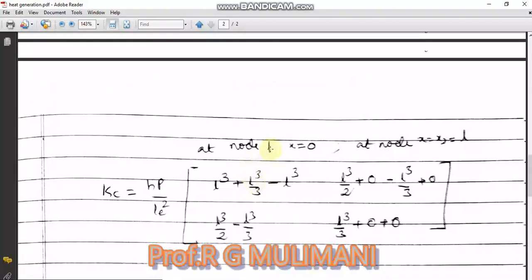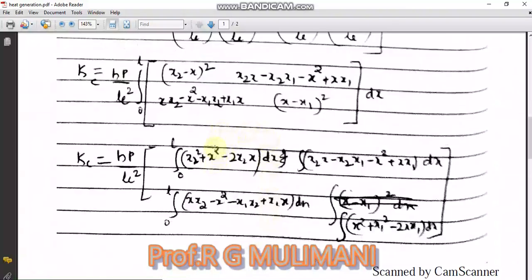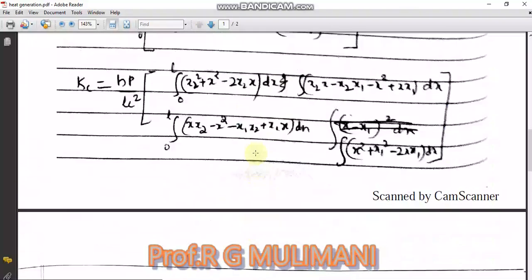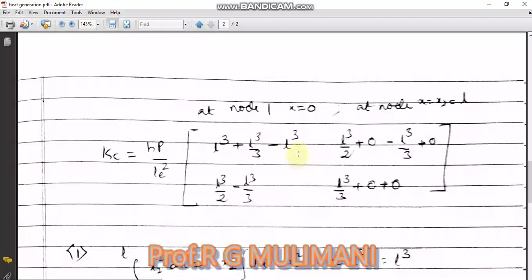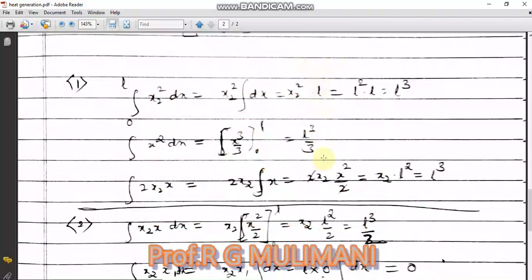In a similar fashion you integrate x square. The integration of x square is x cube by 3. Applying the upper and lower limits, it is L cube by 3. Similarly, for 2 x2 you take it outside, the integration of x is x square by 2, and applying the limit it is L square by 2. This 2 and this 2 get cancelled, and the value of x2 is L, so it is L cube. In a similar fashion you integrate and apply the boundary conditions, x1 is 0 and x2 is L.